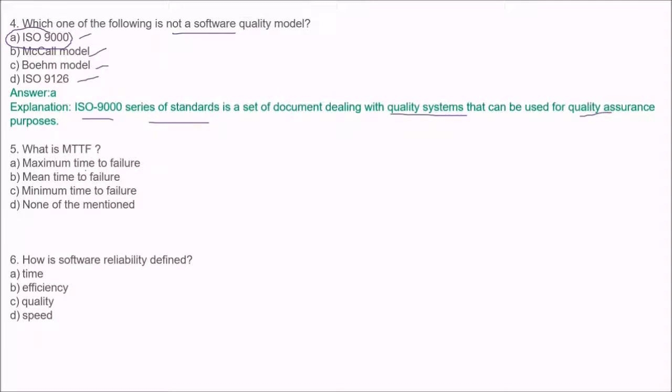What is MTTF? Mean time to failure. The answer is B, mean time to failure.